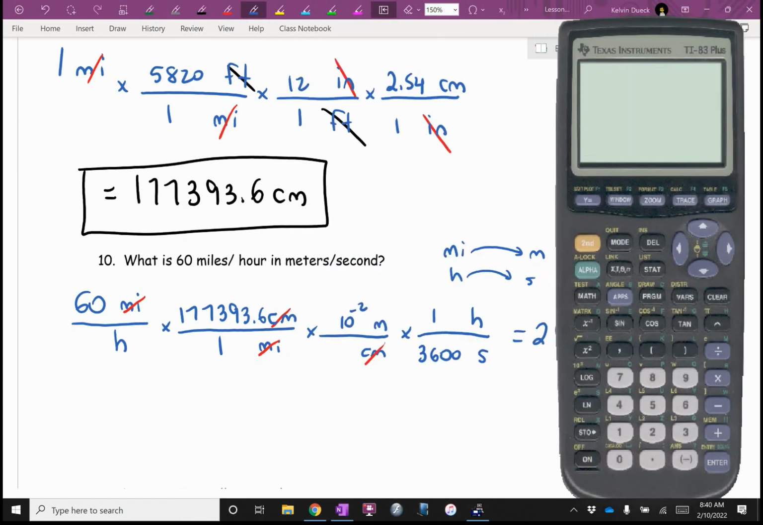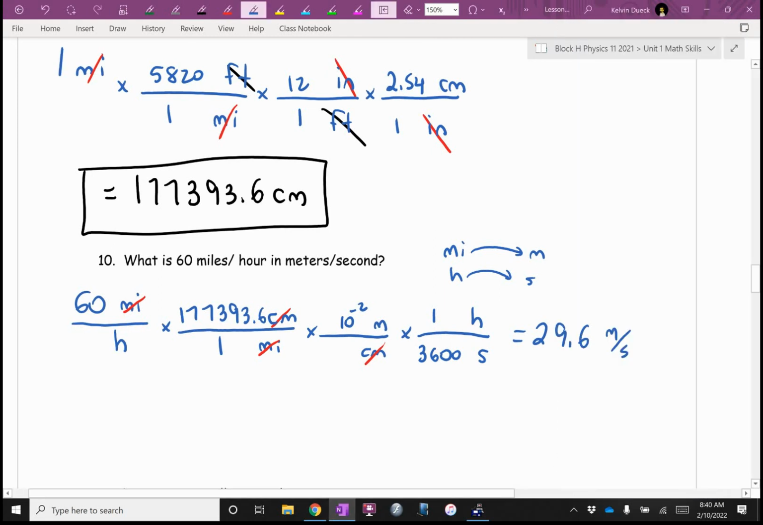I know it's roughly half of the 60 because I've done this a bunch. 60 times 177,393.6 times 10 to the power of negative 2 divided by 3,600. There you go, 29.6. So you made a typo somewhere, right?